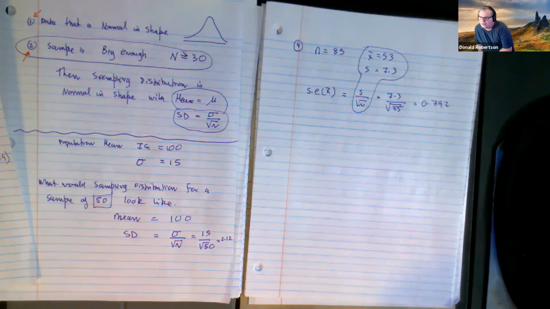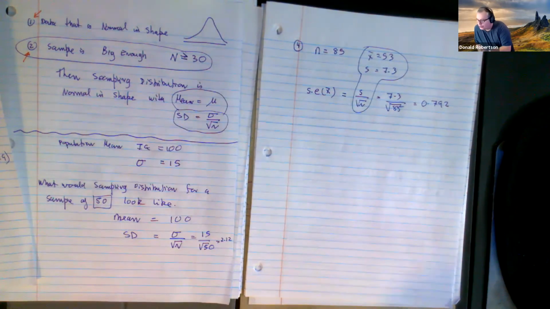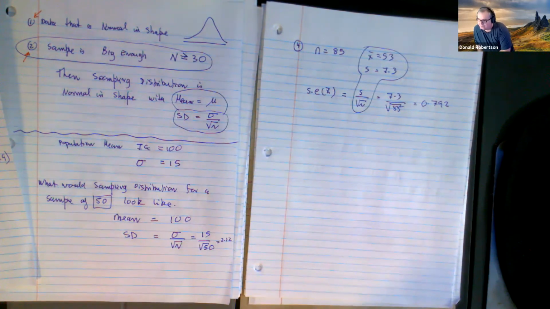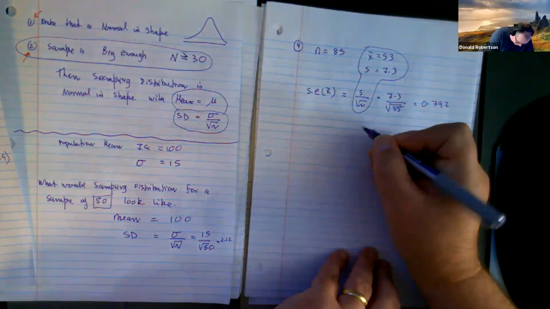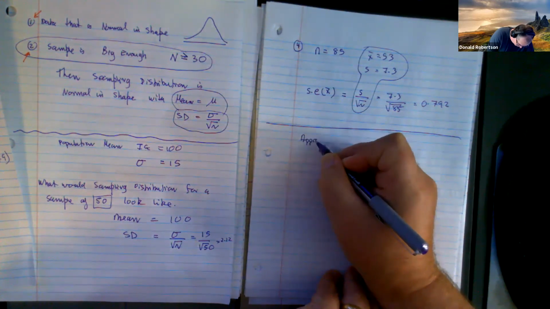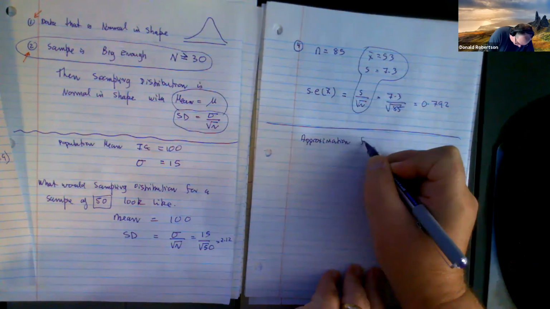I mean, why would you bother picking a sample if you already knew the population numbers? Wouldn't it be a pointless exercise? I know what the average age of Americans is. I've asked them all. Right? Isn't it more realistic? I don't know what the answer is, so I'm going to ask 85 of them and see what I can come up with, right? That kind of idea. So in reality, we use this as an approximation for the sampling distribution.